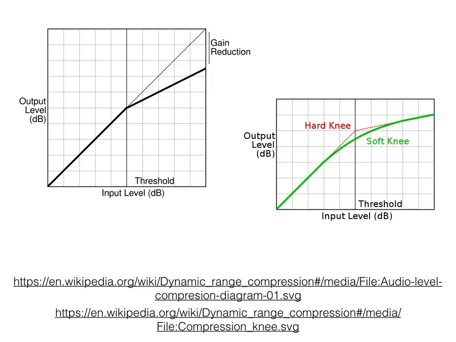The knee parameter determines how quickly the reduction will come into effect. A soft knee creates a gradual change. A hard knee is a more noticeable change. Finally, compressors have attack and release parameters. These parameters impact how quickly the compressor will respond to changes in amplitude.